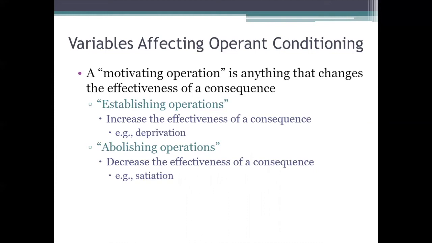So, for example, one type of establishing operation would be deprivation, right? I mean, if one animal has been deprived of food and another one hasn't, then food will be a more reinforcing consequence for the deprived animal than it will be for the non-deprived animal. And as a result, the animal who is deprived of food will probably learn faster. Food will be a more effective reinforcer for it than it will be for the animal that wasn't deprived of food. So, deprivation is a good example of an establishing operation.